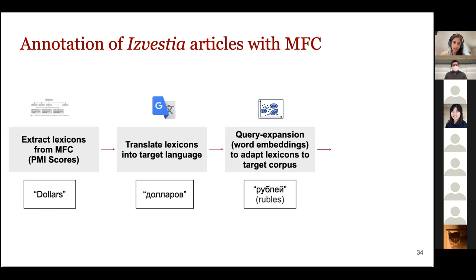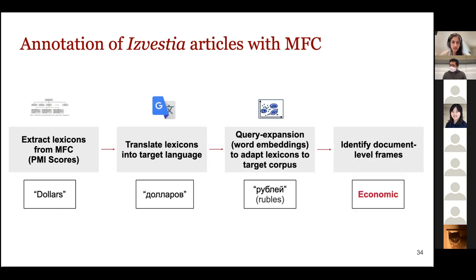So what we do in this step is, when we do a direct translation, we would find that the Russian word for dollars is associated with the economic frame. But when we do this expansion step, one of the words that we can find is associated with the economic frame is the Russian word for rubles, which is the Russian currency. So this step allows us to do some adaptation of these initial lexicons to the actual target corpus that we want to study. And then finally, we can use these adapted lexicons to identify the frames that are contained in different documents.